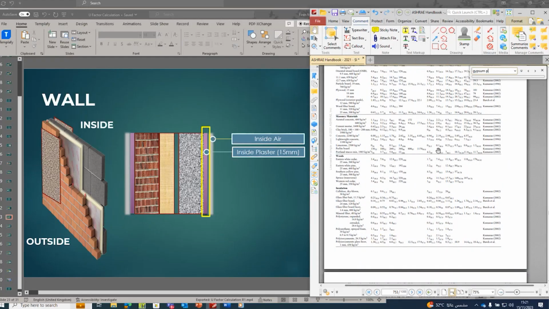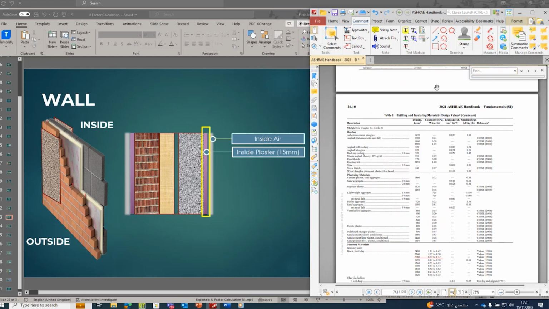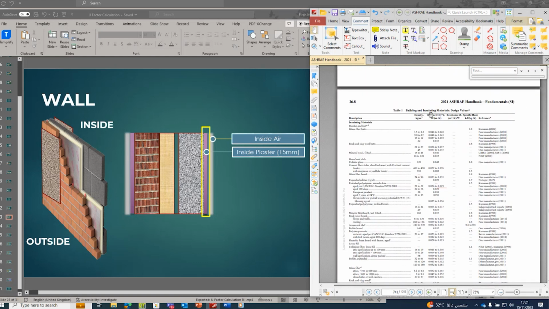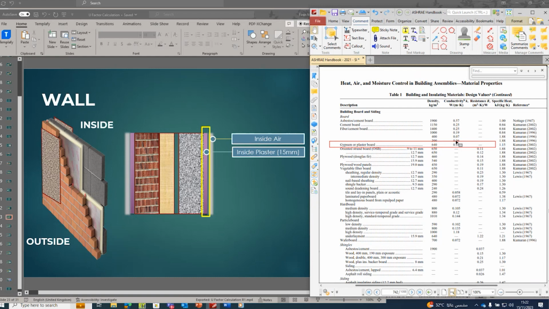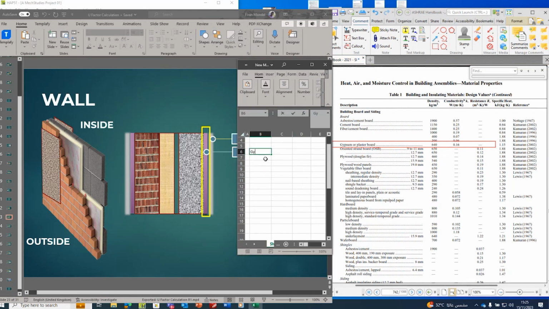So here are the building and insulating materials as per ASHRAE 2021 Fundamentals. So building materials and insulation. Here is the gypsum or plaster board. Now the conductivity of gypsum board: density 640, and conductivity in watt per meter K is 0.16. Resistance is not given, so we have to find the resistance from the conductivity. Let's try to understand how to calculate resistance from the conductivity.